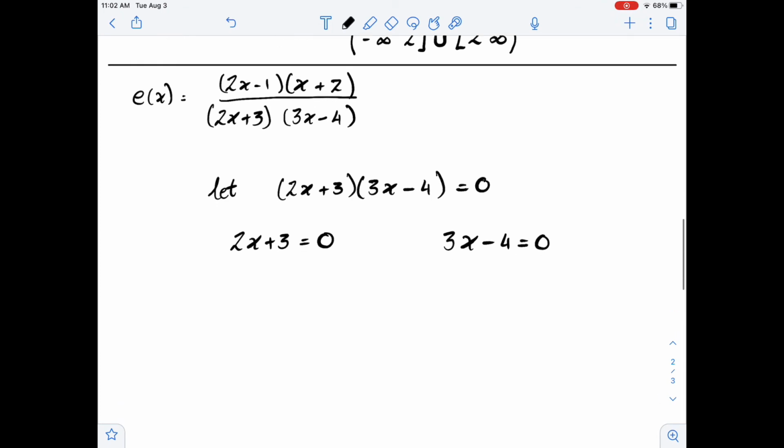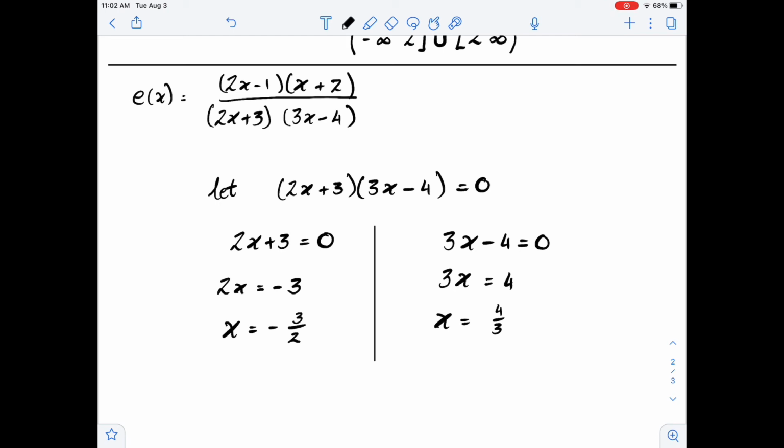and now we solve these individually. If 2x plus 3 is equal to 0, then 2x is equal to negative 3, subtracting 3 from both sides, and now I divide both sides by 2. So therefore x will be equal to negative 3 over 2. And that's one of my solutions right there. That is one solution. If 3x minus 4 is equal to 0, then adding 4 to both sides, 3x is equal to 4, and therefore x is equal to 4 over 3, and that's my other solution.